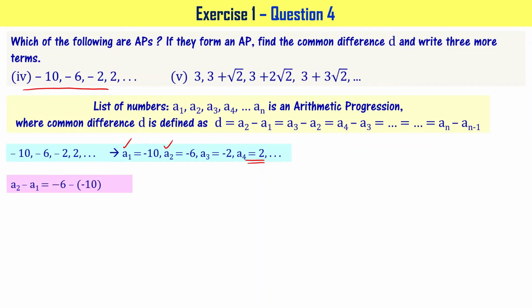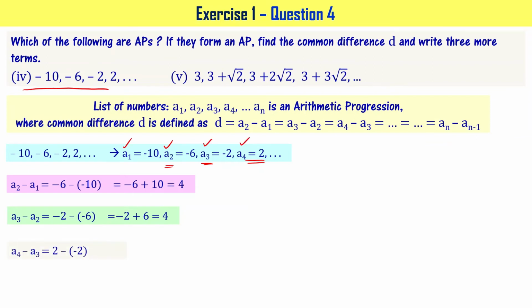A2 minus A1 equal to minus 6 minus minus 10, right? That is going to be minus 6 plus 10, that is equal to 4. Now let me find the difference between A3 and A2. A3 minus A2 is minus 2 minus minus 6. That is going to be minus 2 plus 6, that is also equal to 4. Now let me find the difference between A4 and A3, right? That is 2 minus minus 2. That is going to be 2 plus 2, that is equal to 4.